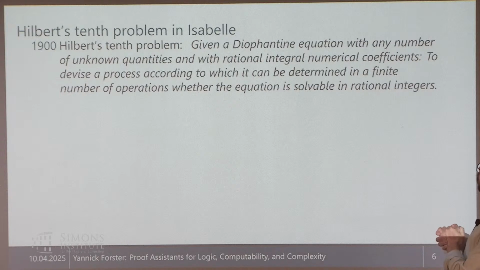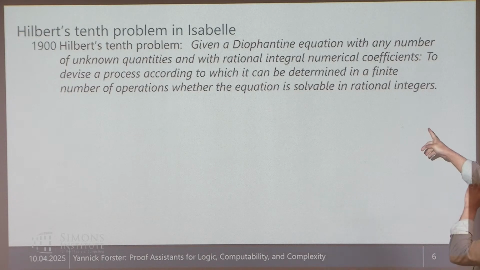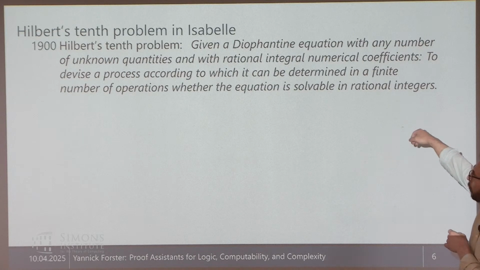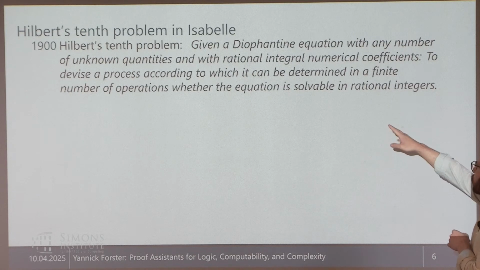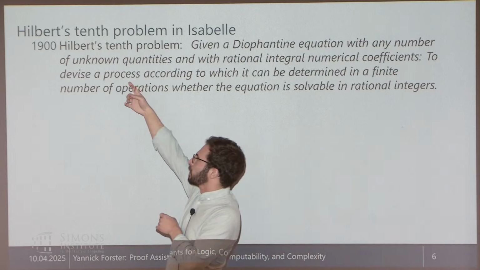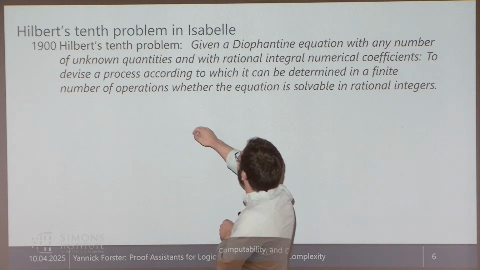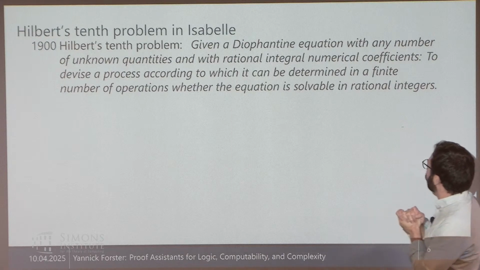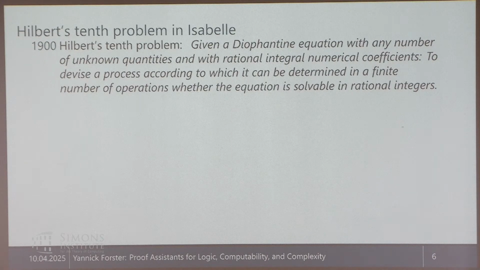Hilbert's 10th problem talks about Diophantine equations. In the English translation of the original German, it says: given a Diophantine equation with any number of unknown quantities and with rational integral numerical coefficients, to devise a process, in 1900 they didn't know yet what a computer is, according to which it can be determined in a finite number of operations whether the equation is solvable in rational integers. Put differently, the question is whether a polynomial over rational integers is decidable, in modern terminology, but Hilbert didn't have it. Right.